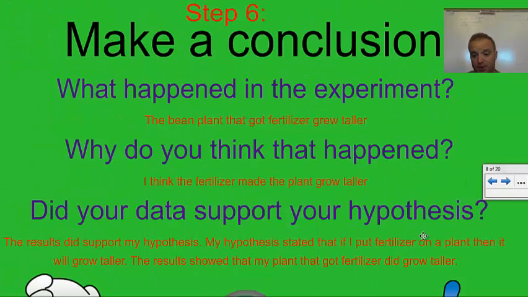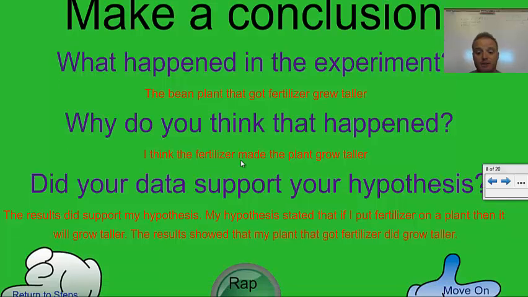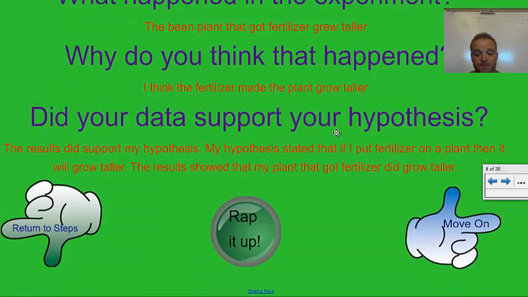And then in step 6, where I was kind of going already, you make a conclusion, or draw a conclusion. There are some big questions we have to think about. What happened in the experiment? The bean plant that got fertilizer grew taller. Our data shows that. Why do you think that happened? I think the fertilizer made the plant grow taller. Fertilizer is designed to do that. Did your data support your hypothesis? It seems to support that, yes. My hypothesis stated that if I put fertilizer on a plant, then it will grow taller. The results showed that my plant got taller with the fertilizer.